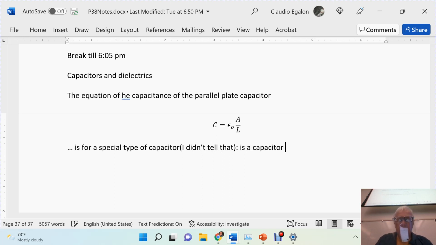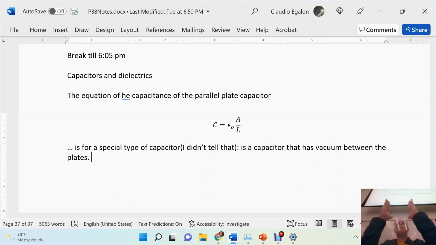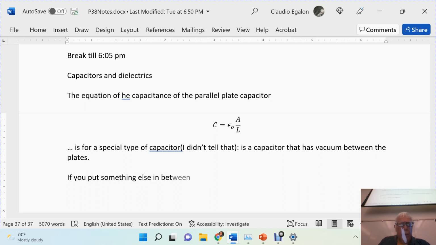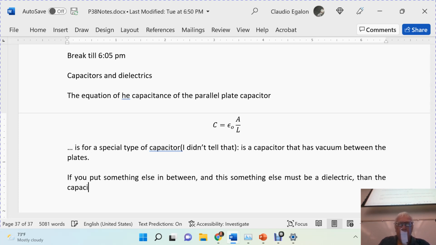It is a capacitor that has vacuum between the plates. Okay? Nothing, right? Can be air, but if you want to be strict, just suck out all the air from between the plates, and that's what will be the capacitance of this capacitor. Clear? Okay? So if you put something else in between, this something else must be a dielectric. Then the capacitance equation becomes slightly different.